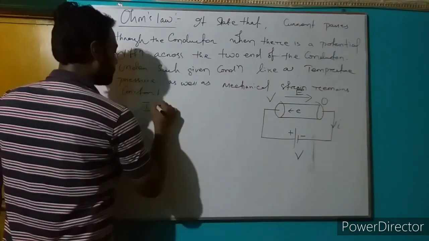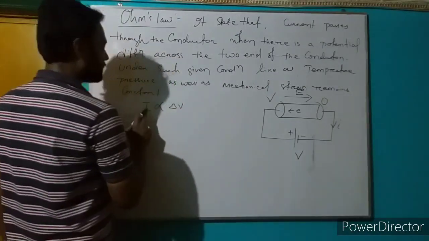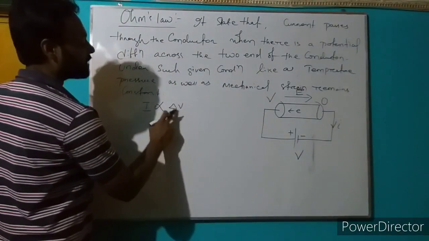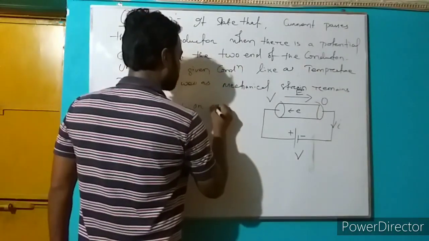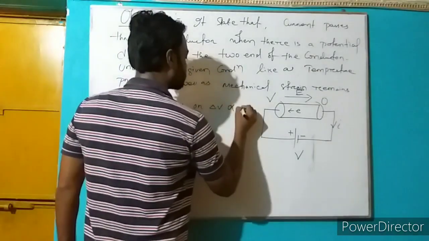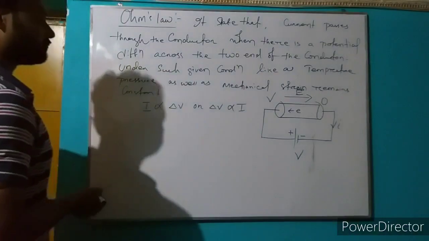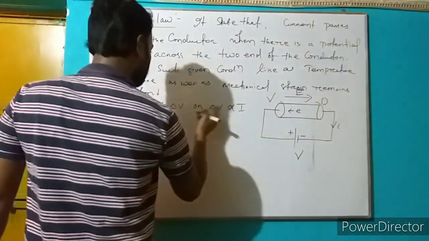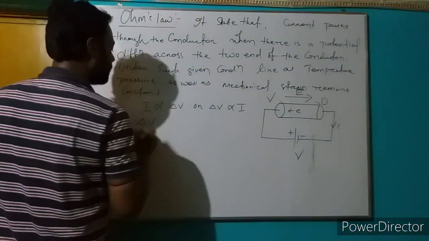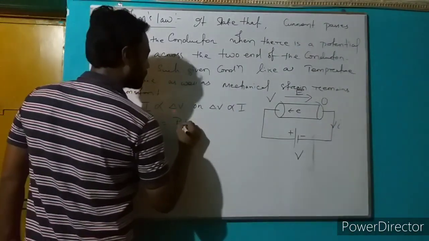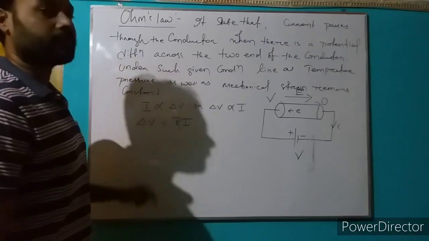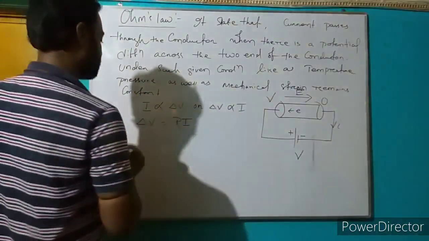Okay, that means mechanical strain remains constant. So from the above definition we conclude that I is directly proportional to del V. That means the current is directly proportional to the change of potential, or in other words, the change of potential difference is directly proportional to I. If you remove the proportionality, del V is equal to some constant quantity multiplied with the current, and that constant quantity is represented as resistance.